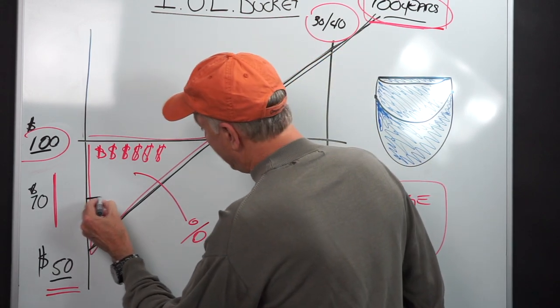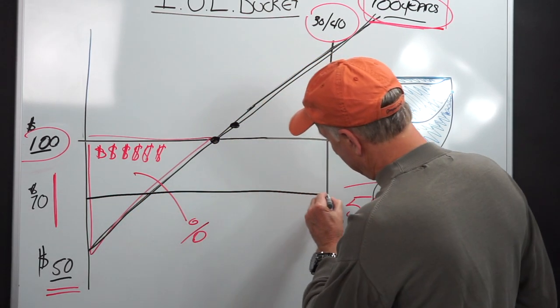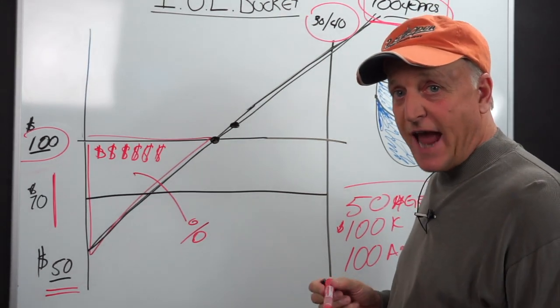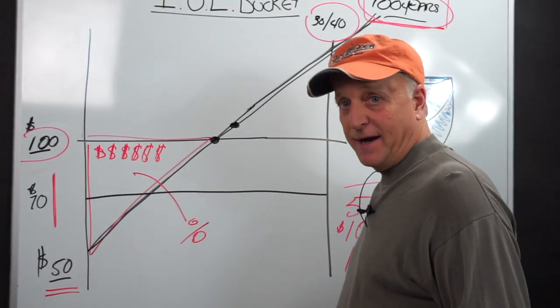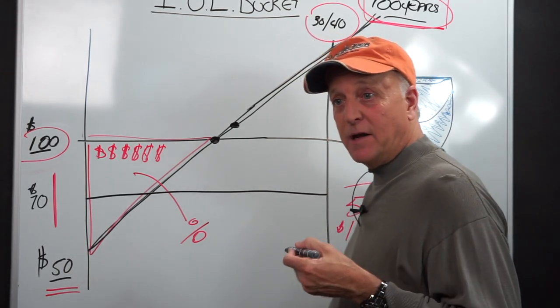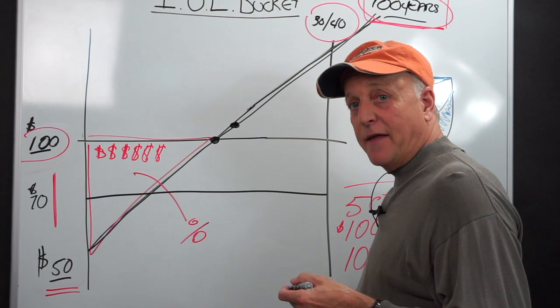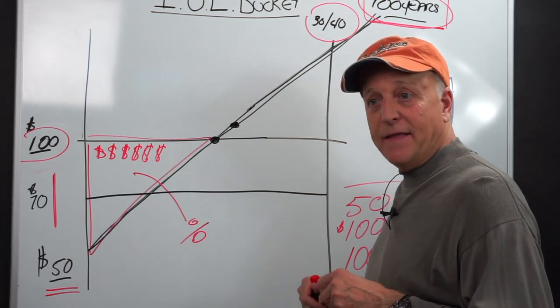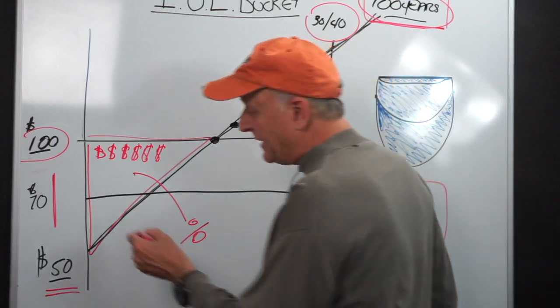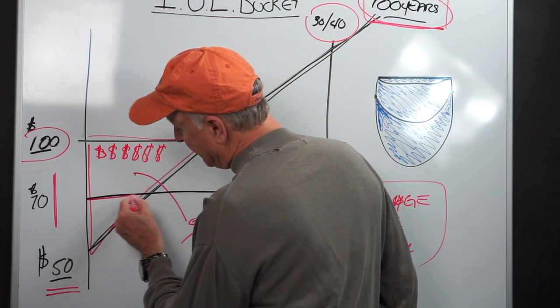You're paying $70 a month, but look what just happened to your savings bucket, right? And here's what happens. This is why so many people's coverage blows up on them unexpectedly, and they're out of insurance after paying on it for many, many years, right? You have now a savings bucket that's this large.